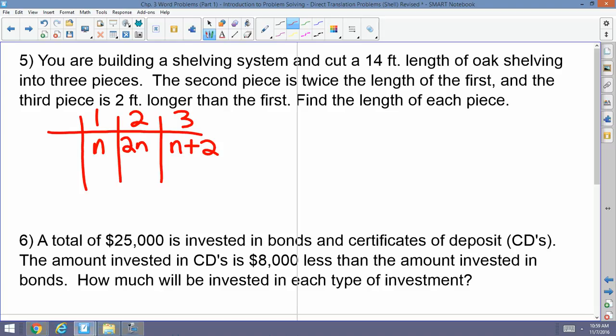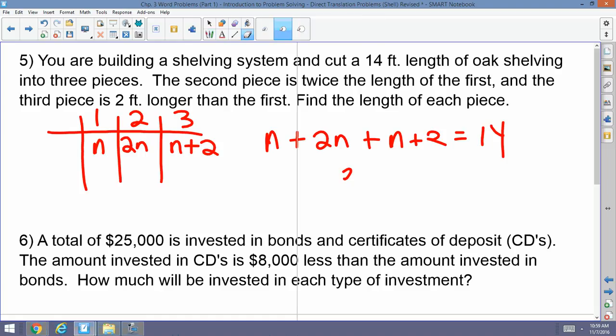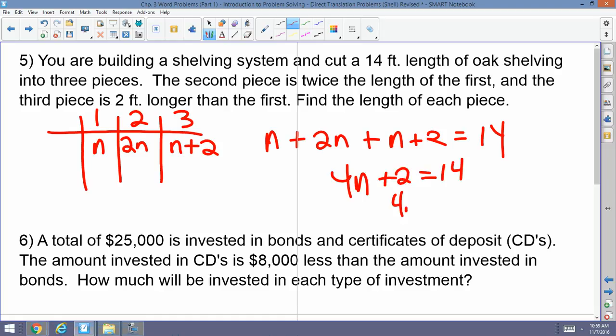You cut a 14-foot length of oak shelving into 3 pieces. So what do these 3 pieces add up to? 14, my brothers. So piece 1 plus piece 2 plus piece 3 equals 14. So 4n plus 2 equals 14. 4n equals 12, divided by 4, n equals 3.